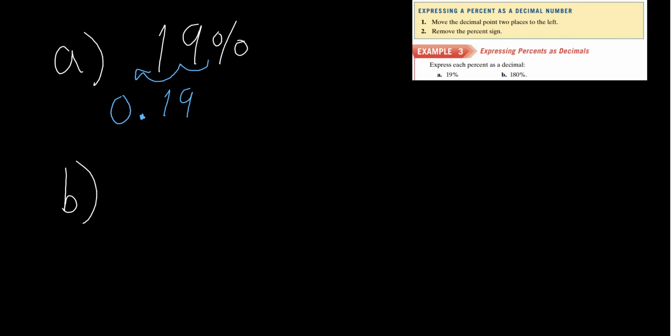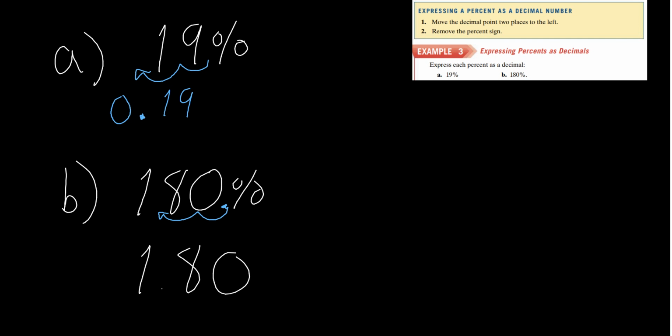So 180, we have 180%. Again, we have that implied decimal place right here. We go 1, 2. So this is just going to be a simple 1.8. We can write 1.80, but it's really just 1.8, right? So that's the first three examples. We went from decimal to percent, and then from percent to decimal.